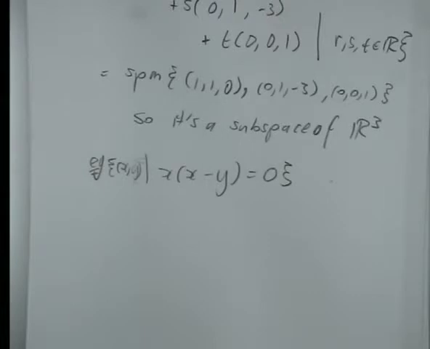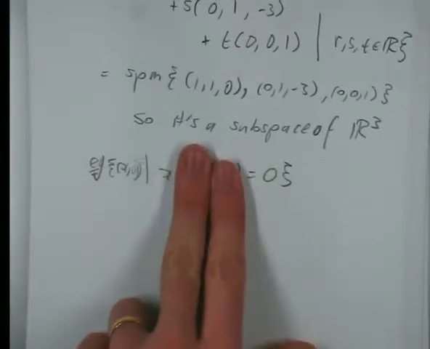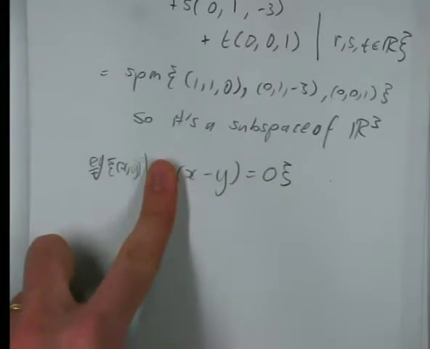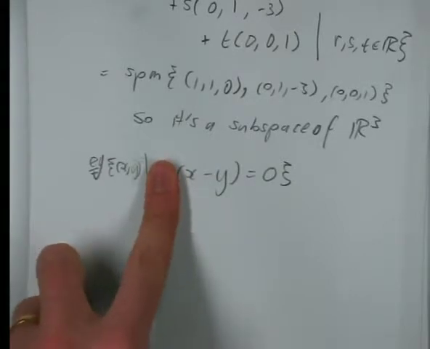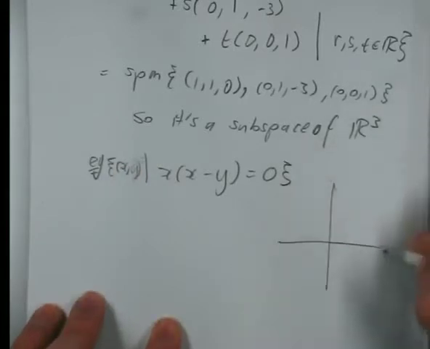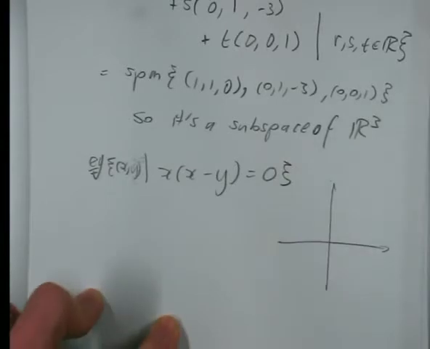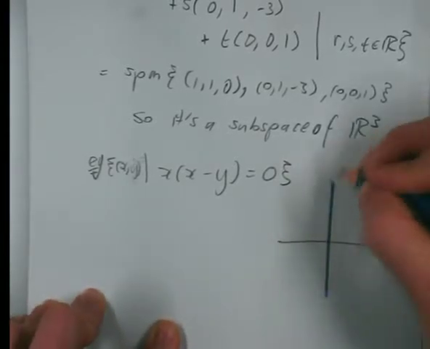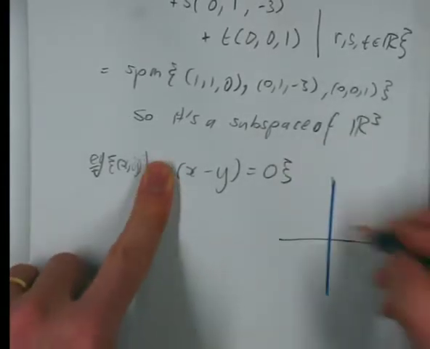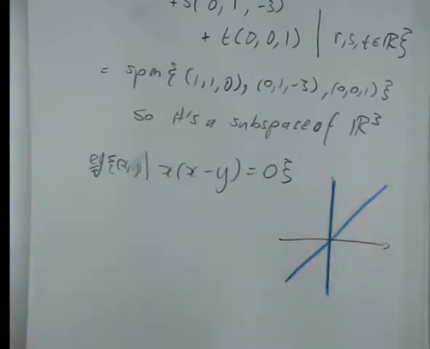But I can also attempt to draw this set. Well, it will be either x is 0, which would be the y-axis, or x minus y is 0, which would be the line y equals x. So that's what this actually is. So this set, to solve this equation, either x is 0, which would be the y-axis, or x minus y is 0, which would be this line here. So this is one of those two-line situations.